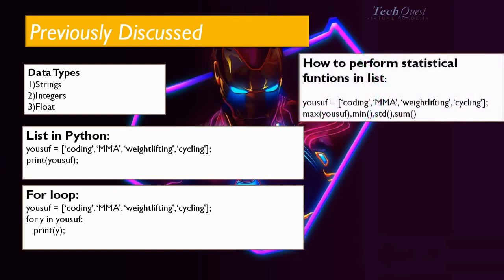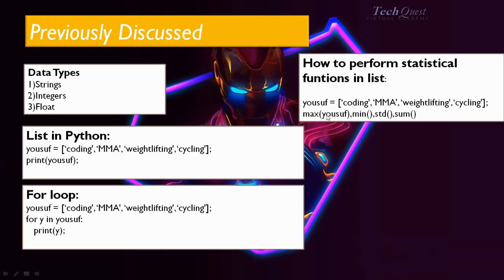Now moving to our next topic. We have also seen how to perform statistical functions on the list, and it is as simple as you can see. We just use the commands. These are the built-in commands of Python: max, min, standard deviation, and sum. You just write that command, and after that command you write the name of the variable in which you stored the list.